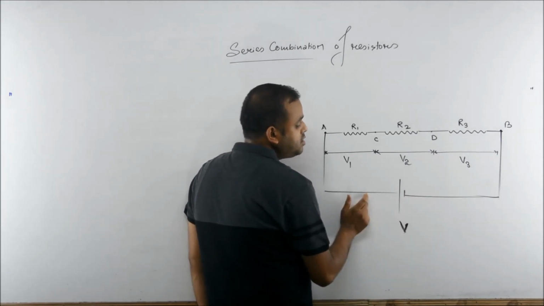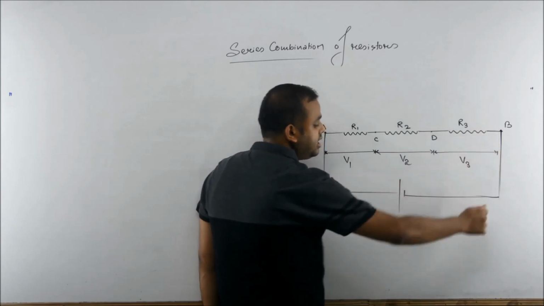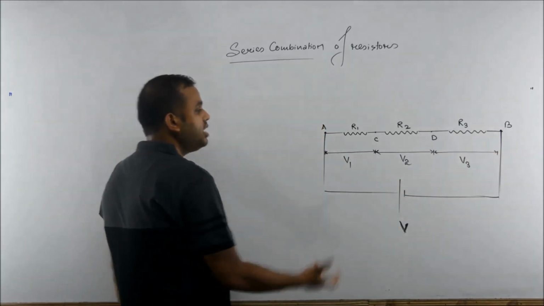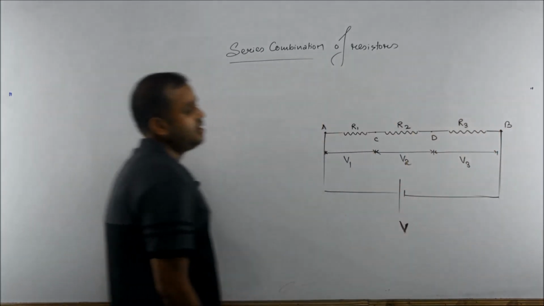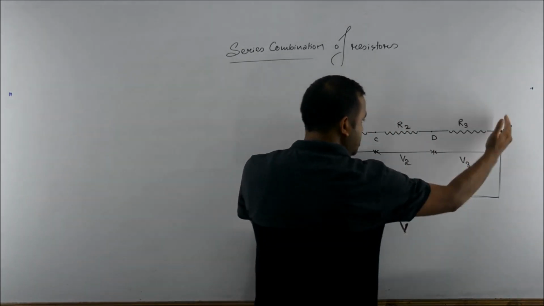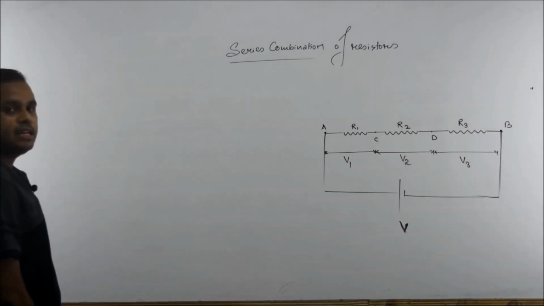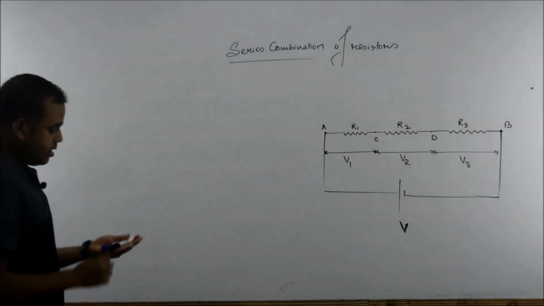And what is the name of this point? It is A basically. And what is the name of this point? It is B basically. So what is V? V is the potential difference between A and B, or you can say V is the potential difference across the combination. Clear, students? Clear?